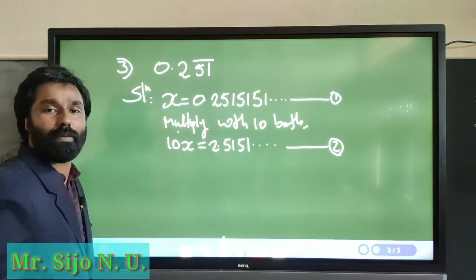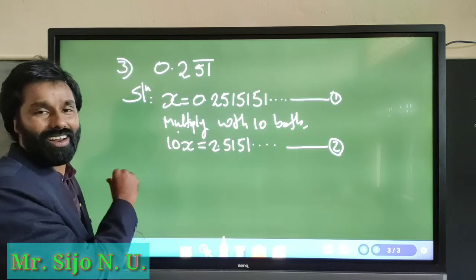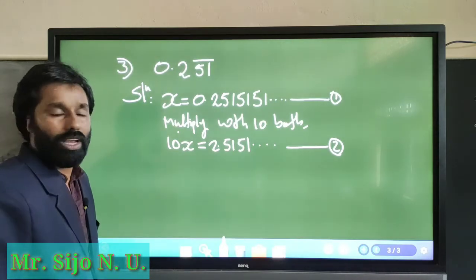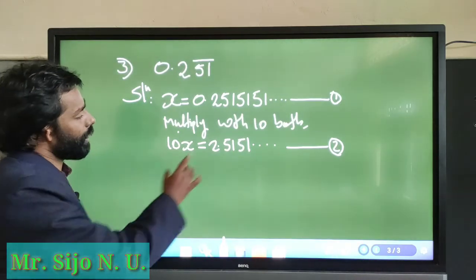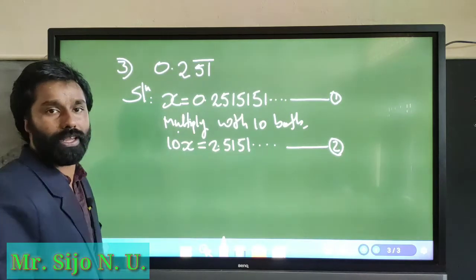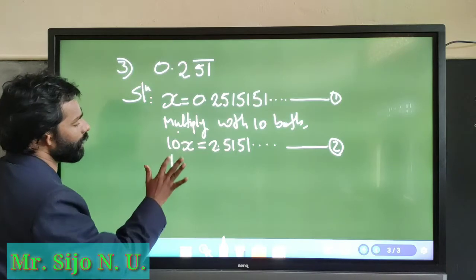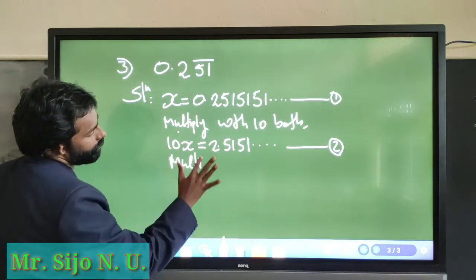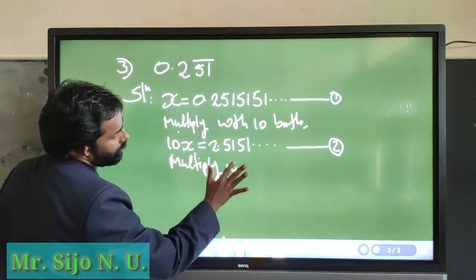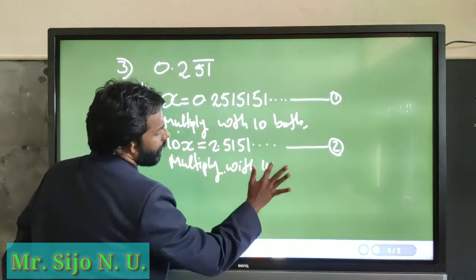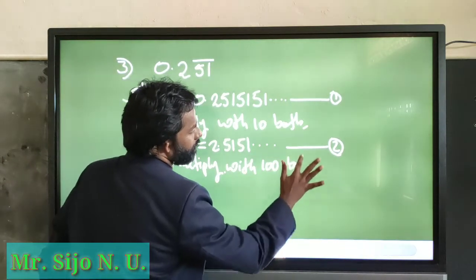Now it is just like the previous question that we did last. Yes, here we have to check how many digits are repeating. Well, 2 digits are repeating. So we have to multiply with 100 on both sides. So we can write multiply with 100 on both sides.